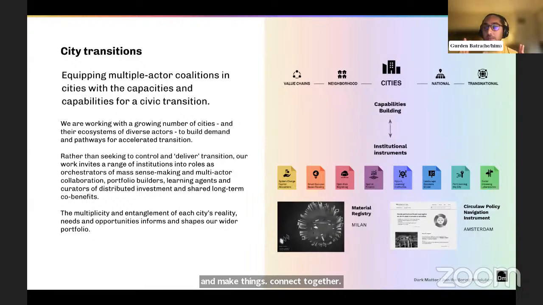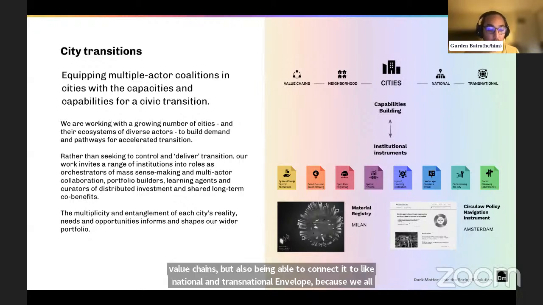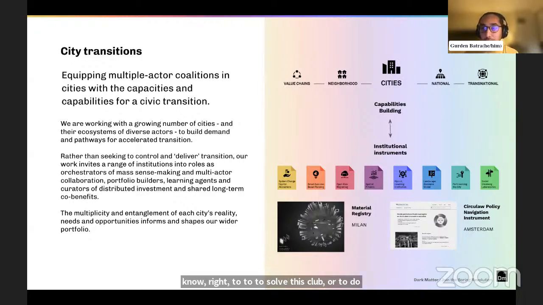This is kind of the philosophy of Dark Matter Labs, of looking at cities, but then breaking it down into neighborhoods and different value chains, and also being able to connect it to national, transnational and global, because we all know, to do something towards the climate crisis, we all need to work together. It's not like one city achieves their goals and it's all over, right?